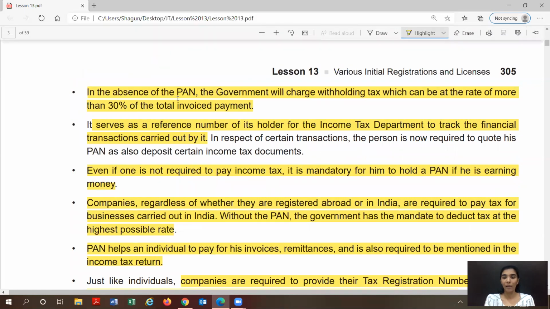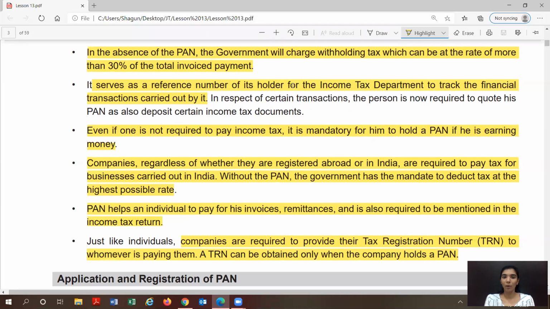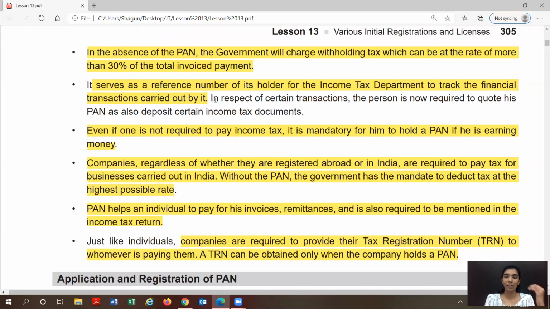If you don't obtain a PAN, the government will charge withholding tax, which will be at a very high rate. Then PAN serves as a reference number of its holder for the Income Tax Department to track financial transactions. So the Income Tax Department will track all your financial transactions by way of your PAN number. Even if you are not required to pay any tax, there are certain slab rates. If your income is more than that, as you would have studied in tax, then only you are liable to pay tax. However, even if you are earning money and you don't have to pay tax, you still have to have a PAN number.